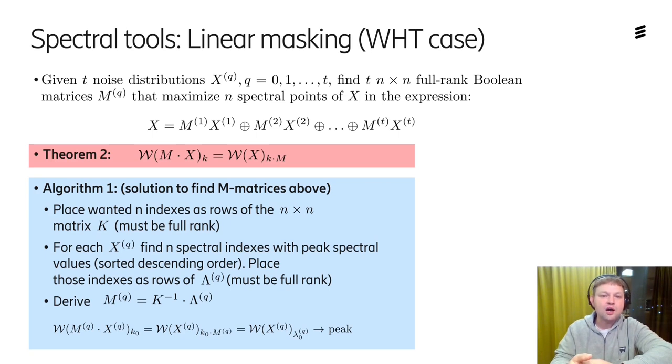So we found how the matrix multiplication in the time domain affects the spectrum in the frequency domain, and this result can be used as the basis for an algorithm that can find the spectrum peaks in each of those noise distributions of x1, x2, and so on. And then the algorithm will construct such M matrices so that those peak values in those subspectrums will be shifted and aligned in certain spectrum points. And this way it will result in a large bias of the total sum of these subnoises.